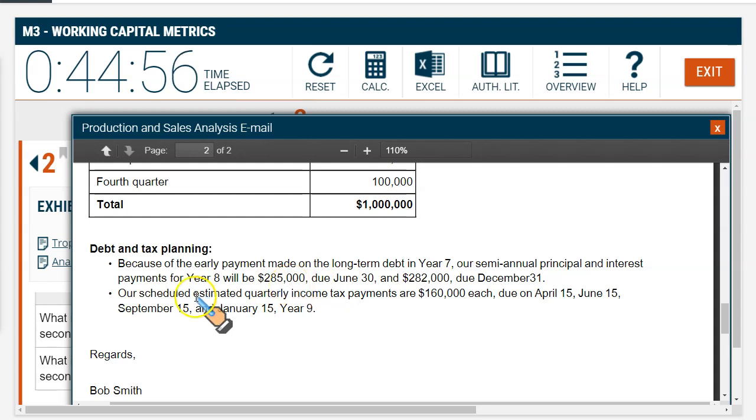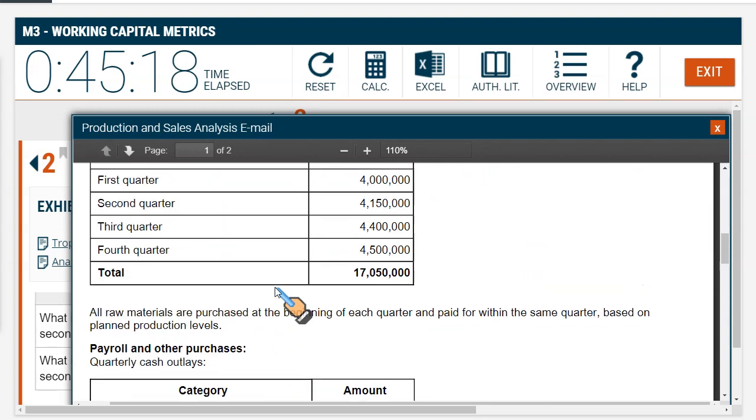And then finally, our scheduled estimated quarterly income tax payments are 160, each due on April 15, which is falling in the second quarter, and the next on June 15. This is also falling in the second quarter. So both of these payments are to be considered, and of course September and January, they are way off. So this 160 twice, this 285, let's just put it all in writing so we know what we have to do.